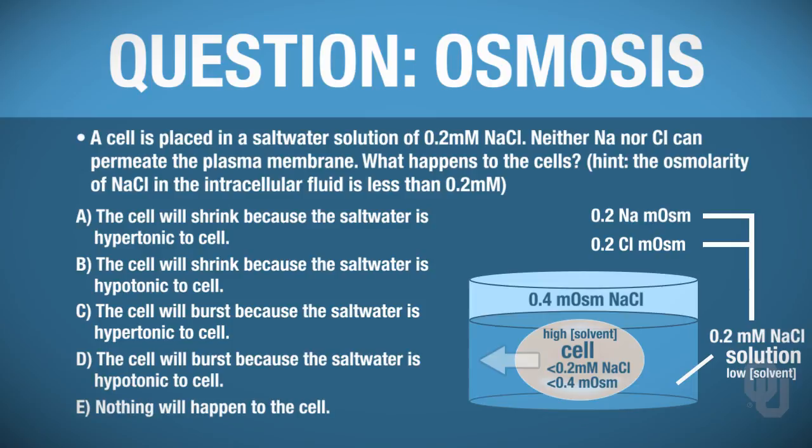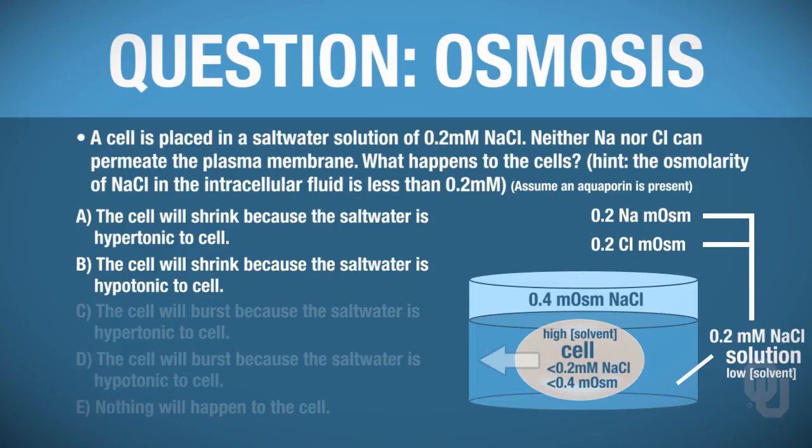However, if you were working this on an exam or in the laboratory, you would be told that an aquaporin is present. So we could actually add to this: assume an aquaporin is present. Okay, and that'll let you know then that water is capable of diffusing if there's an aquaporin present. Okay, so the answer then, if water's moving out, the cell's going to shrink because the salt water solution is hypertonic. There's more solute in the solution than the cell.